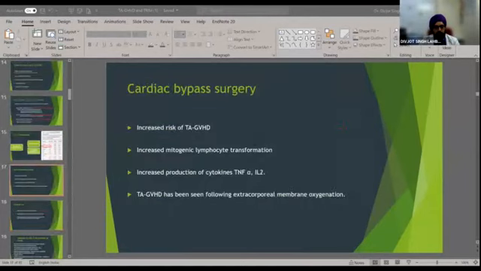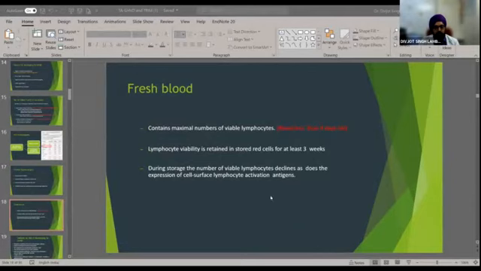So cardiac bypass surgery is another risk for transfusion-associated graft versus host disease. In cardiac bypass surgery, we'll also discuss this under the TRIM effects: increased mitogenic lymphocyte transformation, increased production of cytokines, that is TNF alpha and IL-2. And TA-GVHD has also been seen in extracorporeal membrane oxygenation cases. Fresh blood contains the maximum number of viable lymphocytes. In blood less than 4 days old, lymphocyte viability is retained in the stored cells.